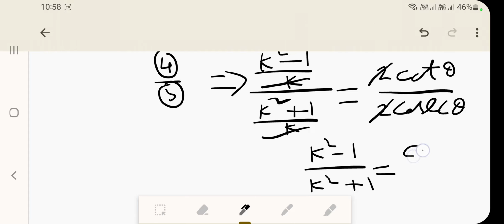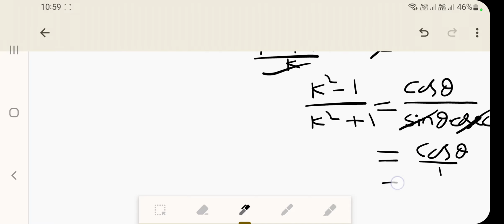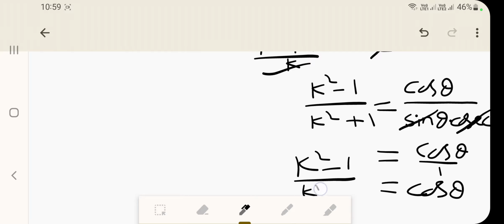So cot theta is nothing but cos theta divided by sin theta. Already here we have cosecant theta. So we know that sin theta into cosecant theta is equal to 1, so that denominator we get as 1. So cos theta by 1 is nothing but cos theta. Okay, this is what they have asked: show that k square minus 1 by k square plus 1 is equal to cos theta.